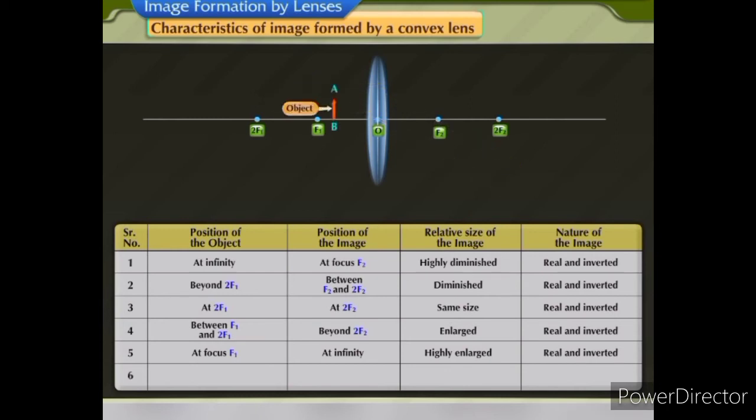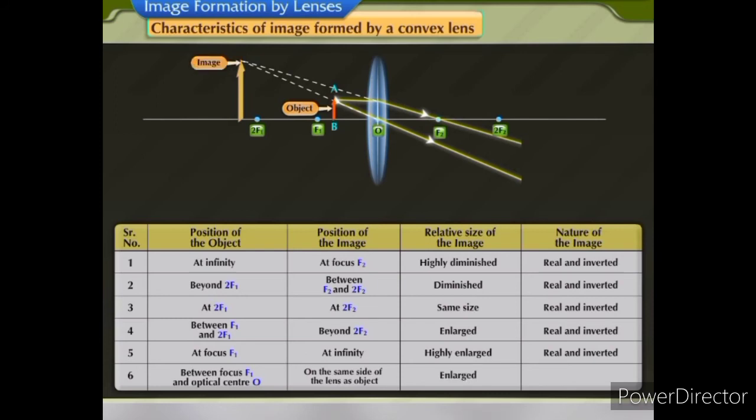When the object is placed between focus F1 and optical center O, the image is enlarged and the nature of the image is virtual and erect.